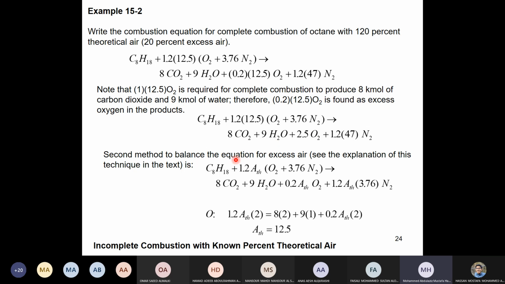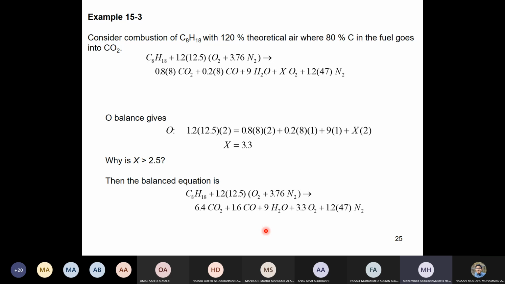Some other books do it differently. They write C8H18 plus 1.2 multiplied by the A theoretical, write the equation like that, and then rebalance the oxygen to get A theoretical as we have calculated it. But this is normally the way I calculate it. It's easy to write 8, this is 9, then 4.5 plus 8 is 12.5. Or if you want to do it that way, it's fine. So this is the blind way: put A theoretical, write the equation, and you get the value from that.